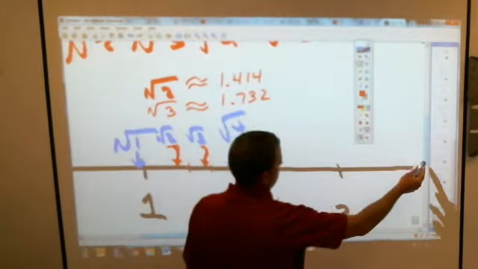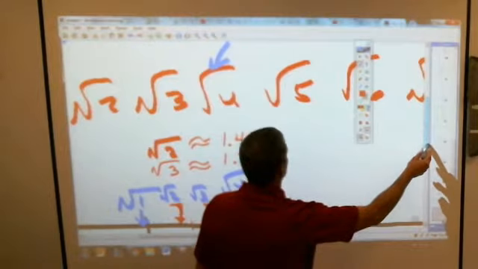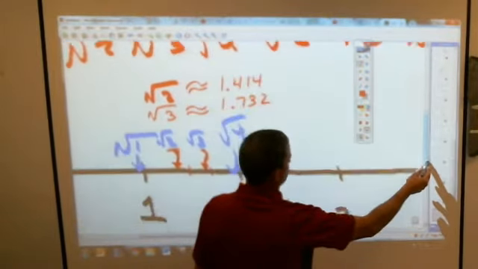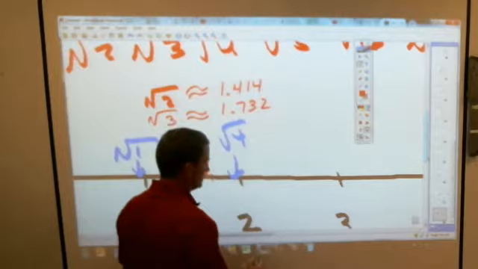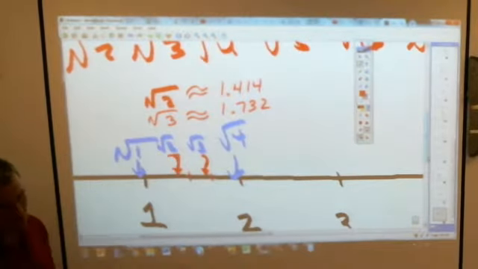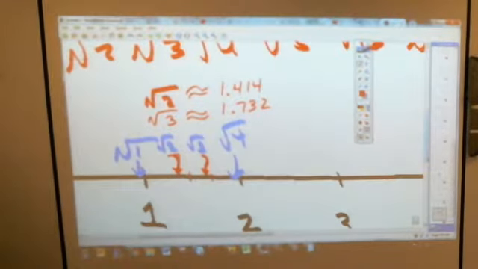Continuing on with our handy little line here, we've got the square root of 5, the square root of 6, the square root of 7, the square root of 8, the square root of 9, all that sort of stuff here. What's the next one that I know for sure? What's my next perfect square in my list up there? Olivia?